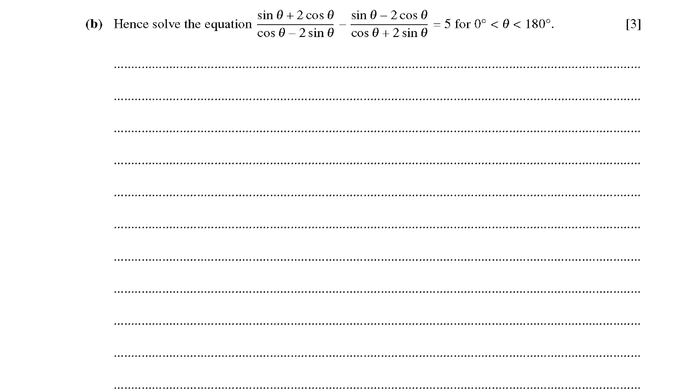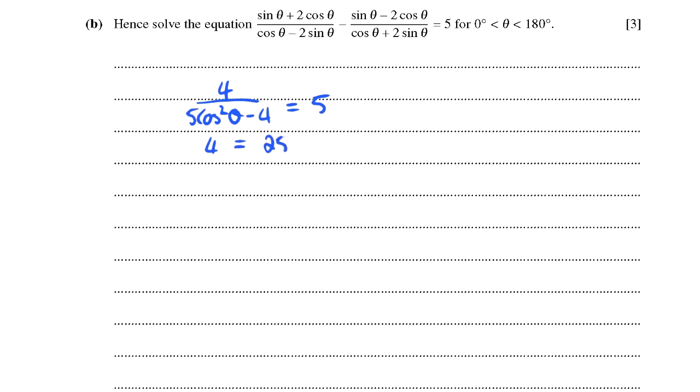Hence, solve the equation, that horrible thing that we got given, equals 5, for 0 to 180 degrees. Okay, we're going to use what it transforms into, and that, of course, equals 5. So we have 4 over 5 cos squared theta minus 4 equals 5. Let's bring the denominator up to the other side.